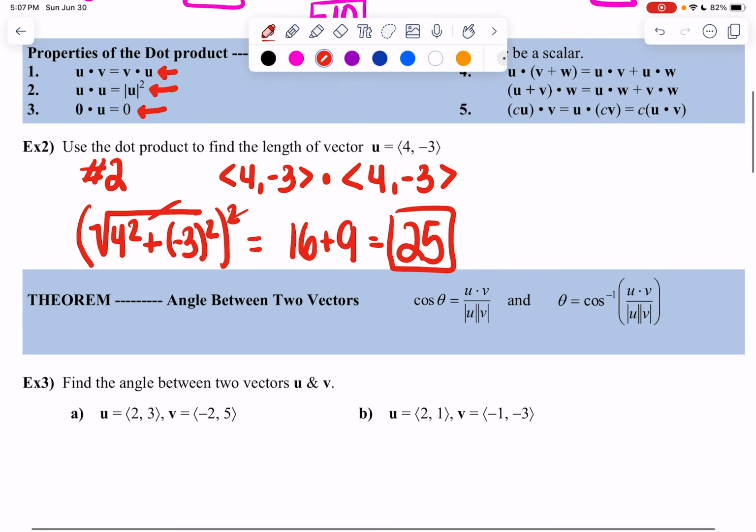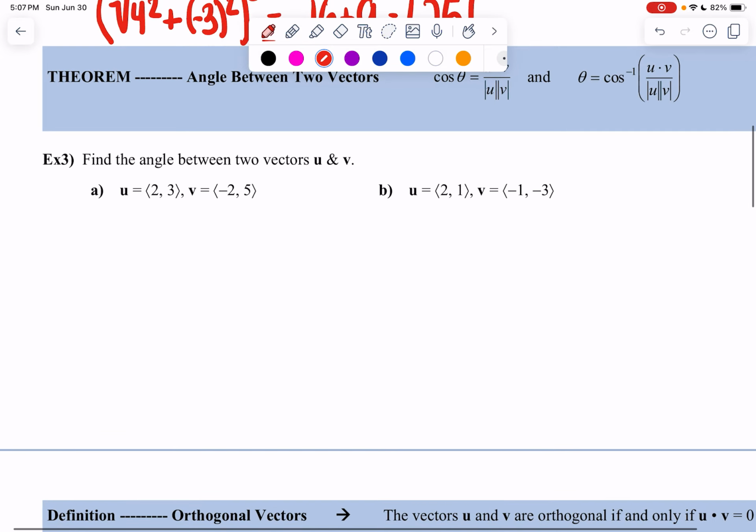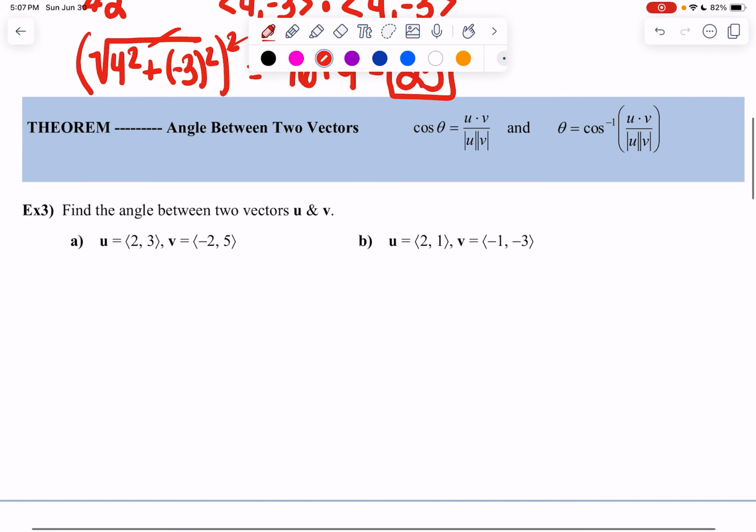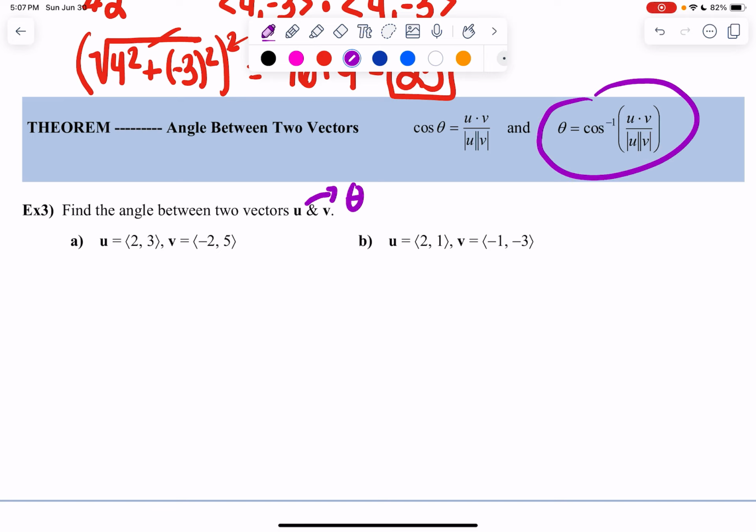I would pivot from finding the lengths to finding the angles. When you're talking about the angles between two vectors, you can use the cosine function based upon the sides that you have. In other words, if you're trying to find the angle between u and v, you're basically finding theta. So I'm going to use this formula up here. Okay, so I would just do a problem like that.